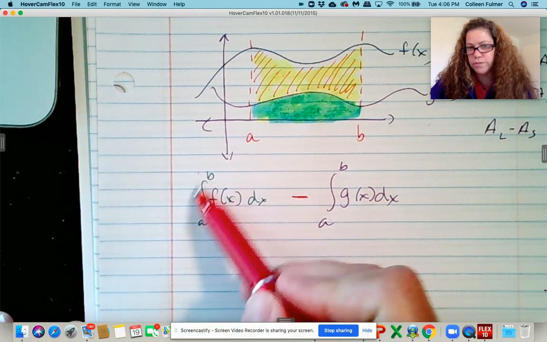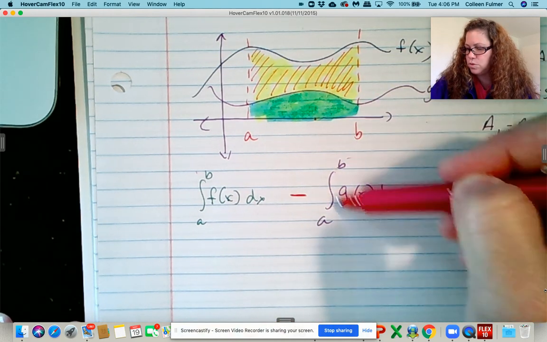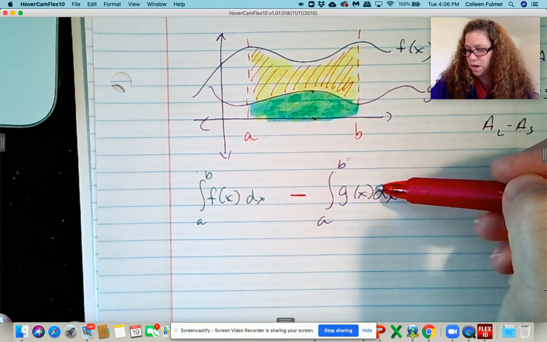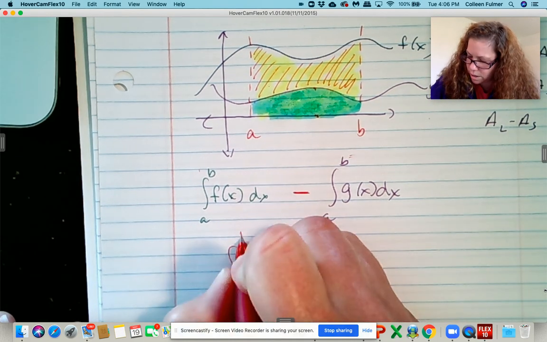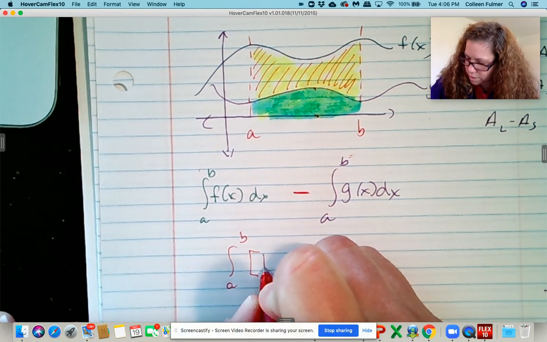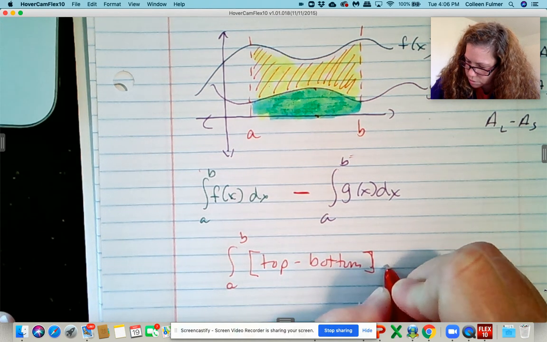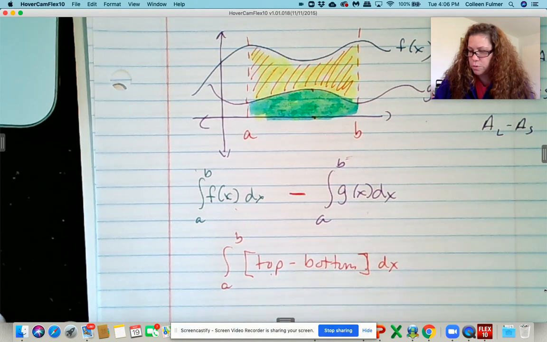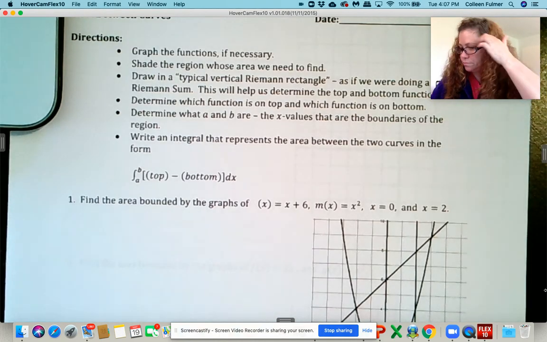So this gives you all of the area from f of x down to the x-axis. This gives you the area from g of x down to the x-axis. And if we subtract out that area, you get the leftovers. So I like to write this formula: the integral from a to b of the top function minus the bottom function. Because it's not always going to be f of x and g of x, but it is always going to be top and bottom. So let's take that and do a problem here.